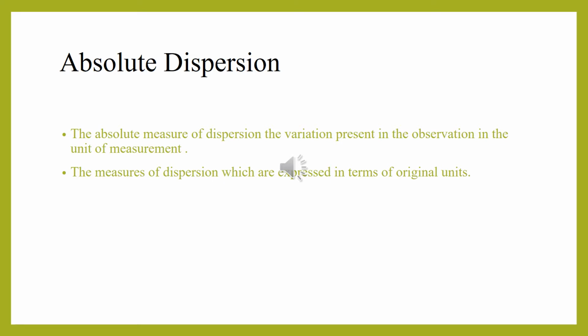There are two types of dispersion, absolute dispersion and relative dispersion. In case of absolute dispersion, the measures of dispersion are expressed in terms of original units. In case of absolute dispersion, units are compulsory. If units are not present, then we can't calculate absolute dispersion.